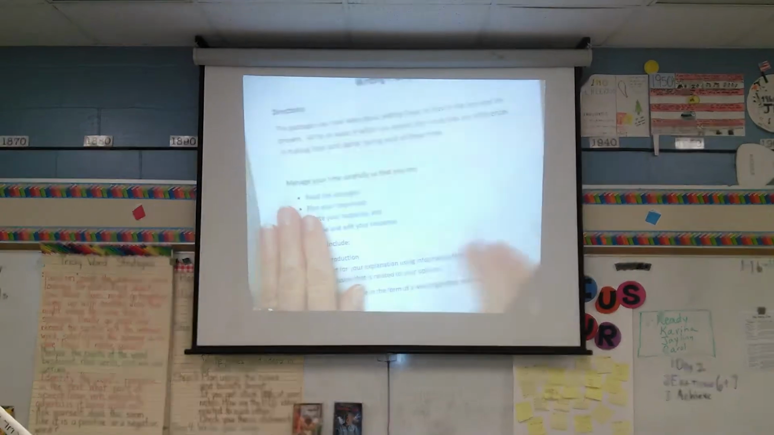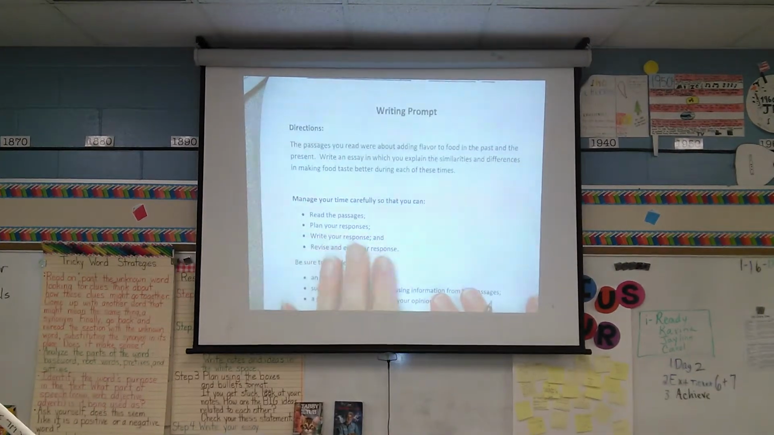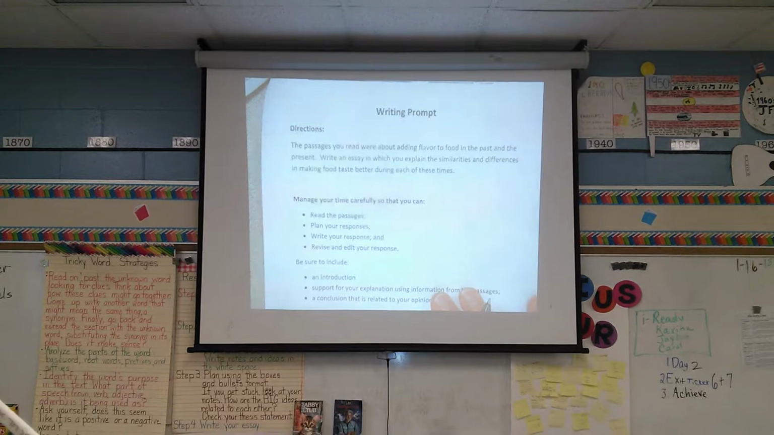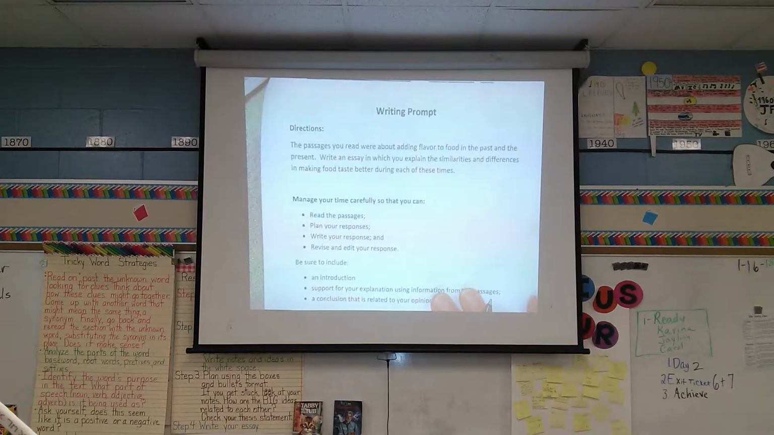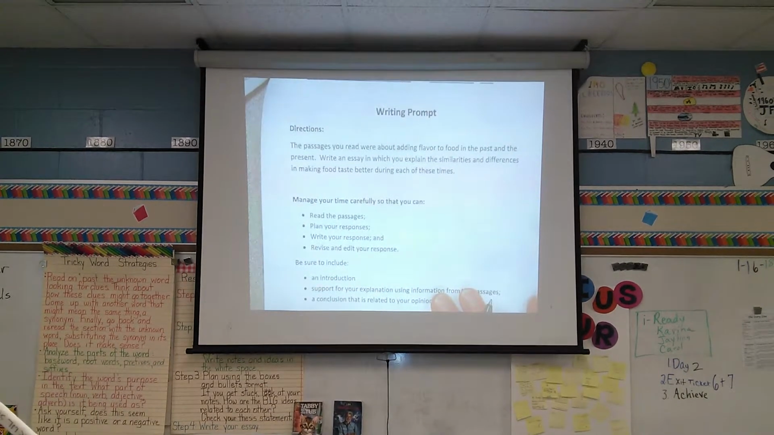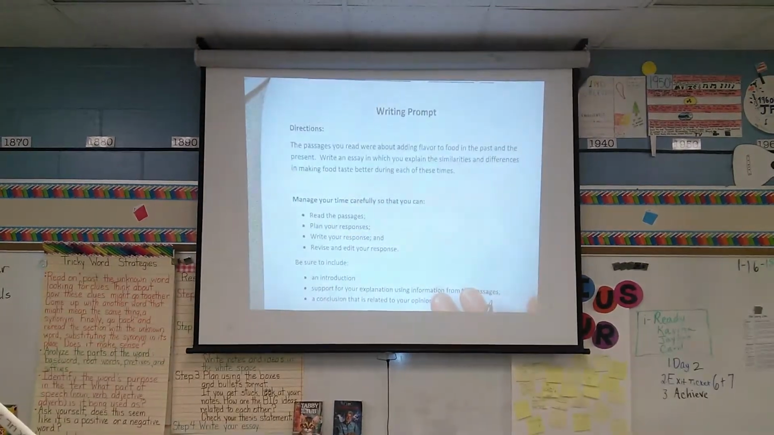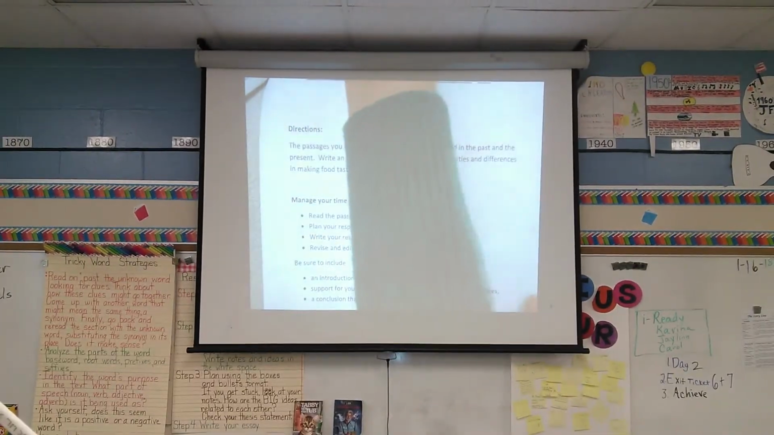We've gone directly to the writing prompt before we even read, and we noticed that it says that the passages you read were about adding flavor to food in the past and in the present. Now, we've all read these articles and you've annotated the text. So you already know that one of the articles talks about flavoring foods today. It's current, what they do today.